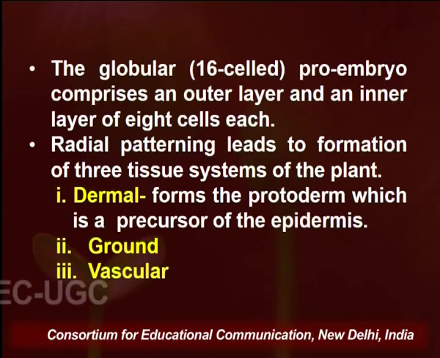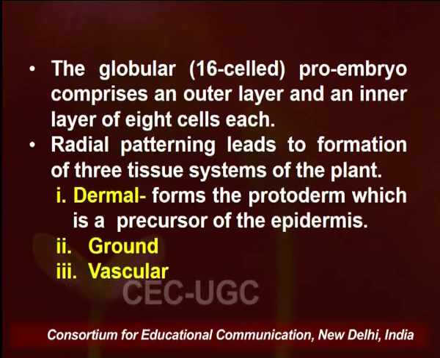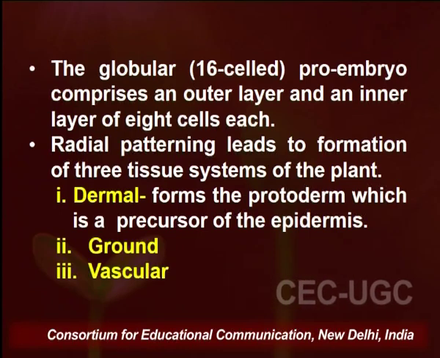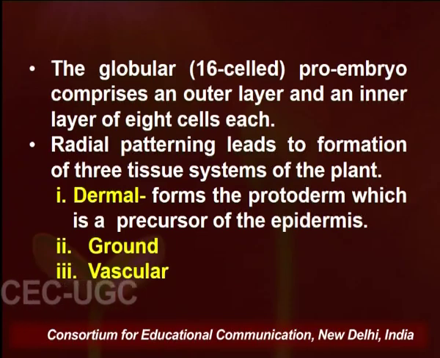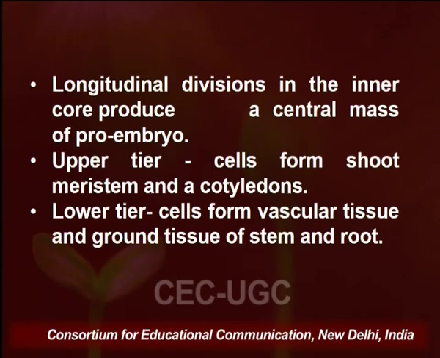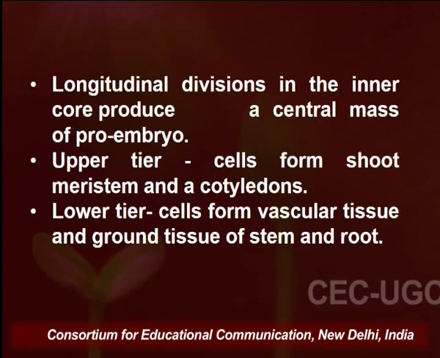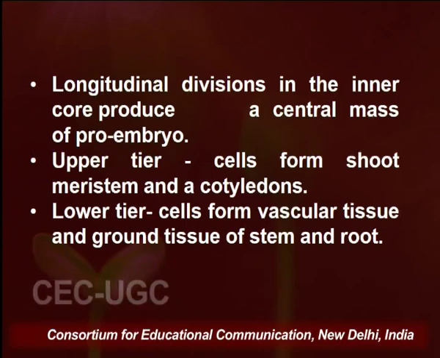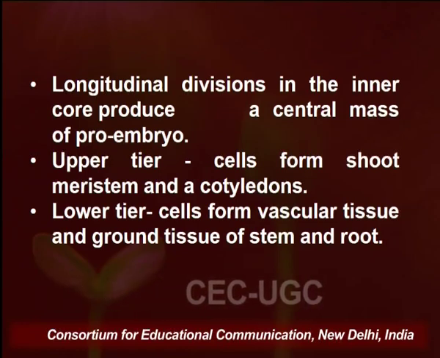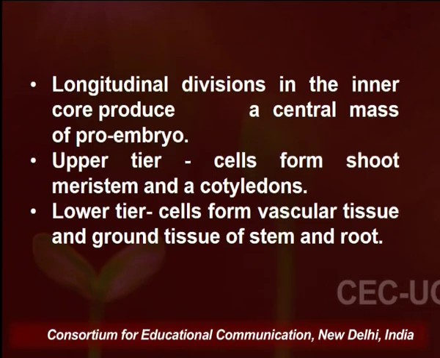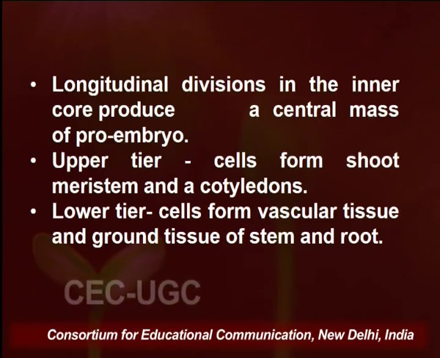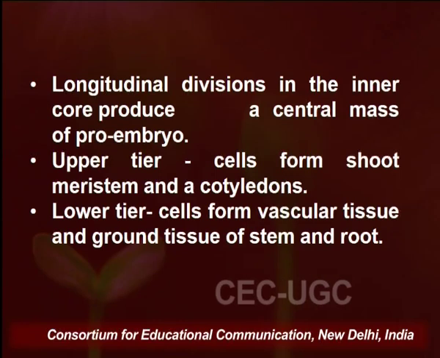The outermost is the dermal, which forms the protoderm, which is a precursor of the epidermis. And then we have the ground and the vascular tissues which are formed. Longitudinal divisions in the inner core produce a central mass of the pro-embryo. Upper tier cells form the shoot meristem and the cotyledons, whereas the lower tier cells form the vascular tissue and ground tissue of the stem and root. That is how the embryo patterning happens.